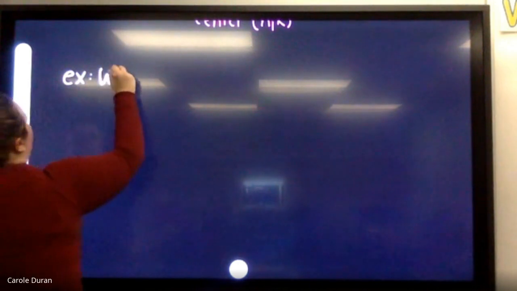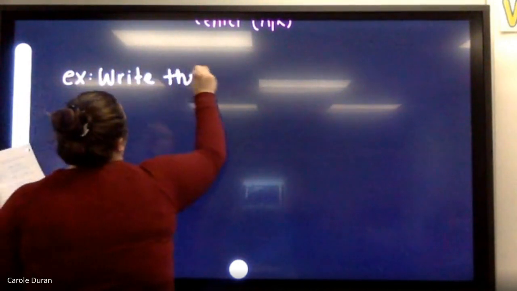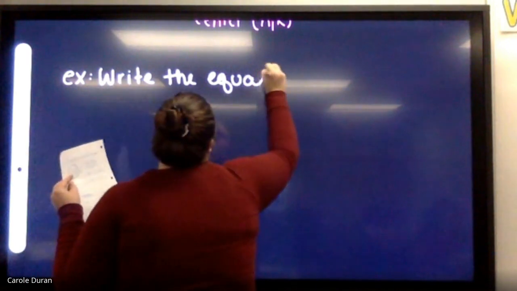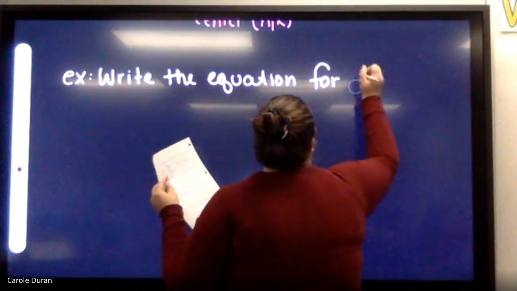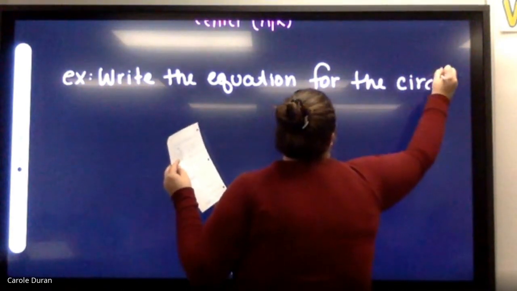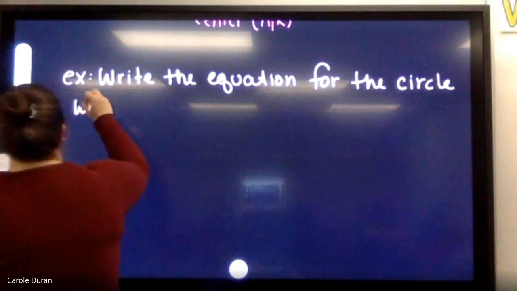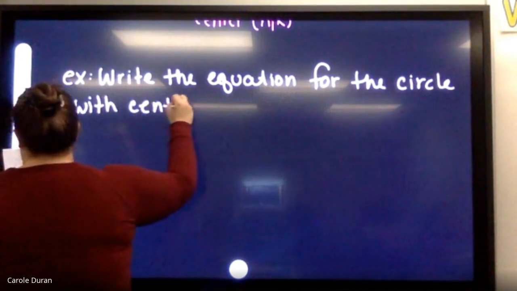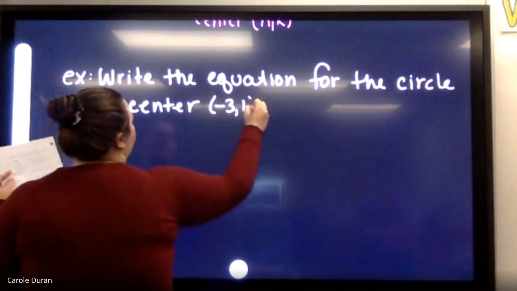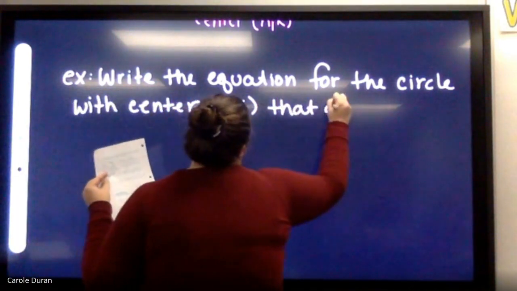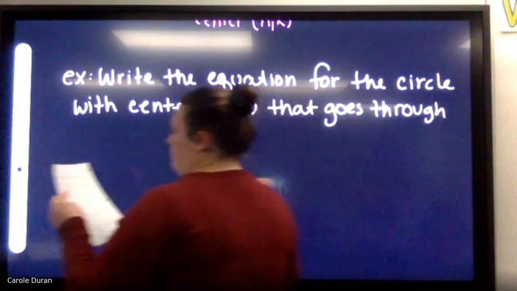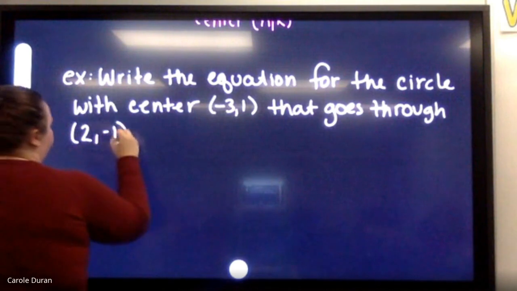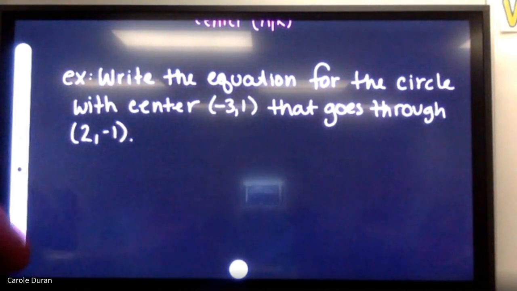I would like to write the equation for the circle with a center at the point -3, 1 that goes through the outside point 2, -1.